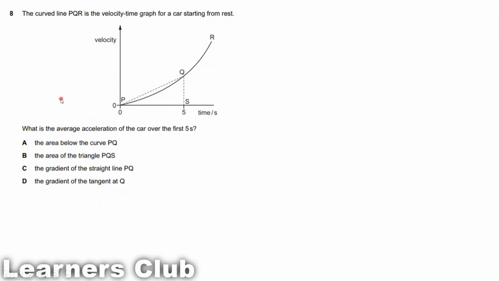Question 8. The curved line PQR is the velocity-time graph for a car starting from rest. So you have a graph, the y-axis corresponds to velocity, the x-axis corresponds to time. What is the average acceleration of the car over the first 5 seconds? They're not asking for any acceleration, particularly, they mentioned average acceleration. Let's see option A, the area. They're talking about area. If you take the velocity-time graph's area, you will get displacement.